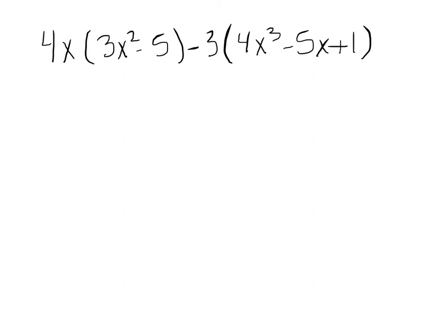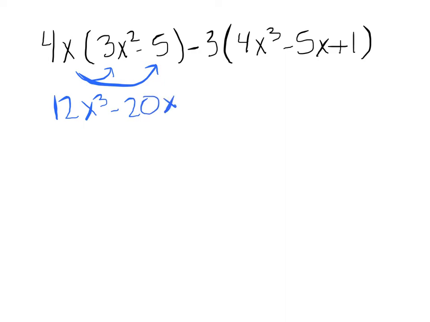For this last single distribution example, I'm not actually going to draw an area model. I'm just going to distribute because there's a lot of stuff going on. First set of parentheses that I need to distribute with is with that 4x. So I need to do 4x times 3x squared. 4 times 3 is 12. X times x squared is x cubed. Then let's do the second part. 4x times negative 5, which is negative 20x.